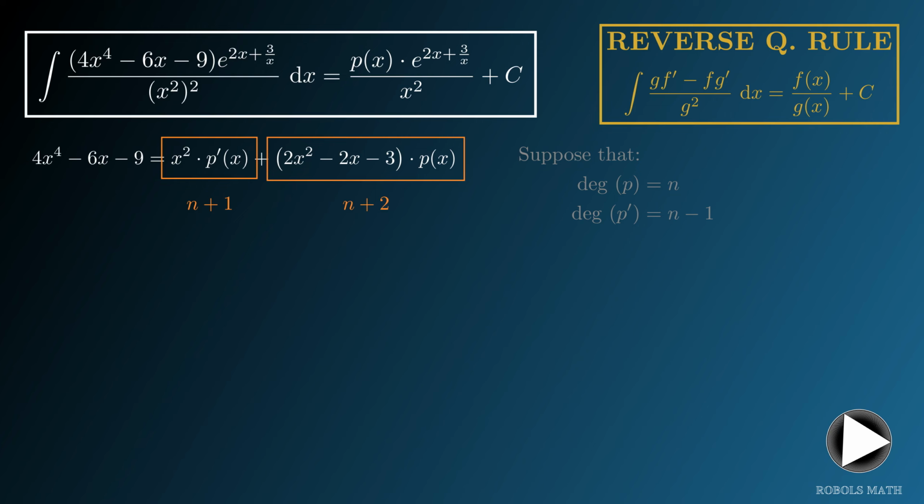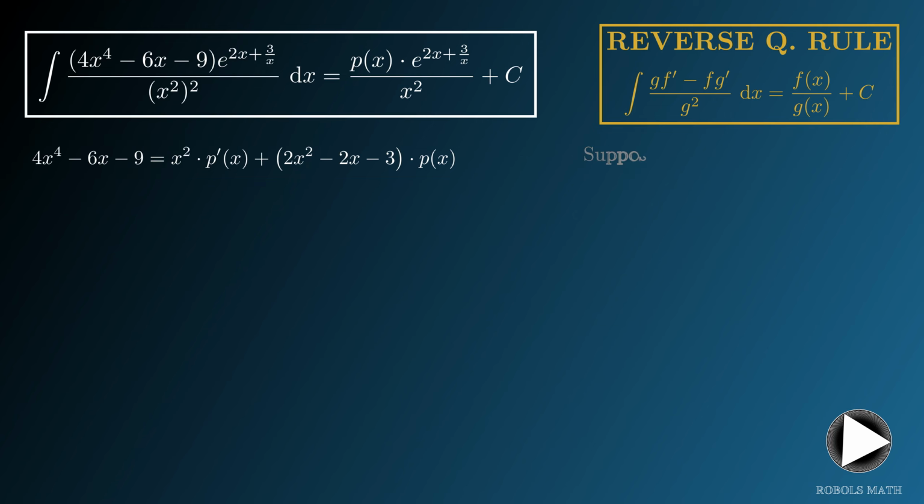Note that since n plus 2 is always greater than n plus 1, the degree of the right side is thus n plus 2 at most. The left side of the equation is of degree 4, so we can conclude here that n plus 2 must be less than or equal to 4. Therefore, p of x is at most a second-degree polynomial if it is indeed a polynomial.